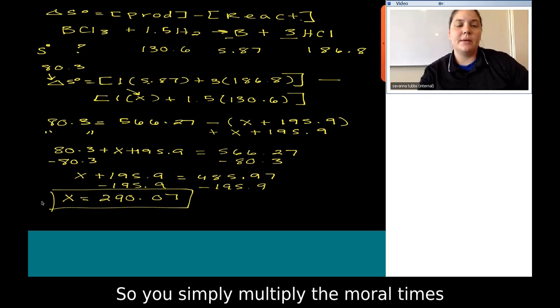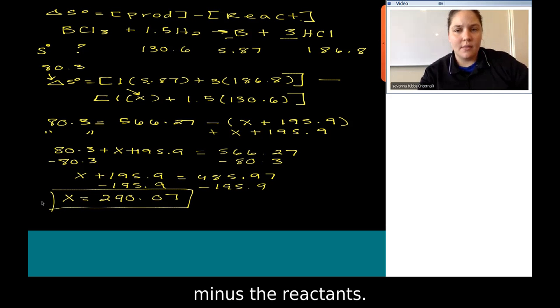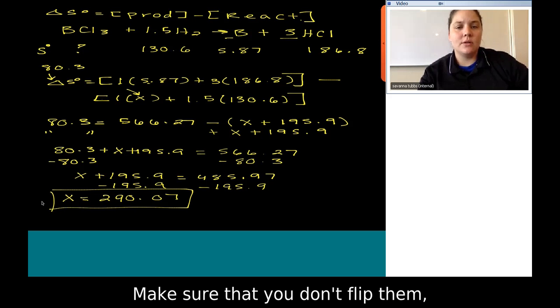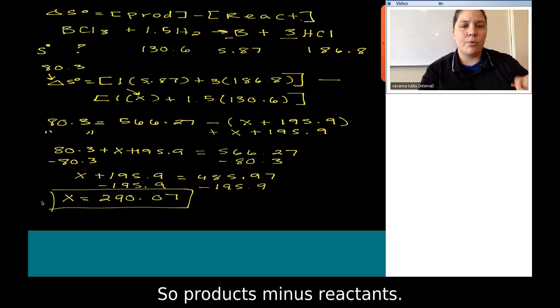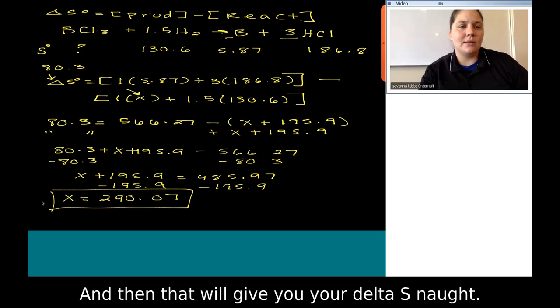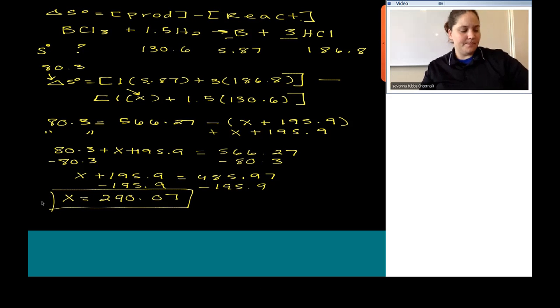So you simply multiply the moles times whatever the value is for the products first, minus the reactants. Make sure that you don't flip them. It's a common mistake students make. So products minus reactants, and then that will give you your delta S naught. Or you can plug it in and solve for a variable of an unknown, which is what we did here.